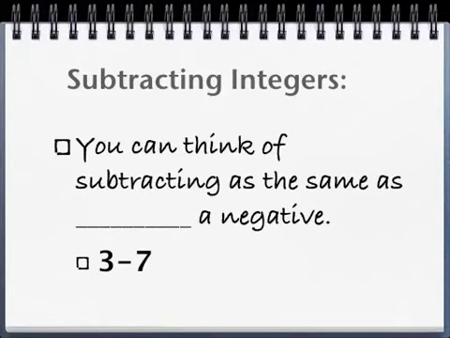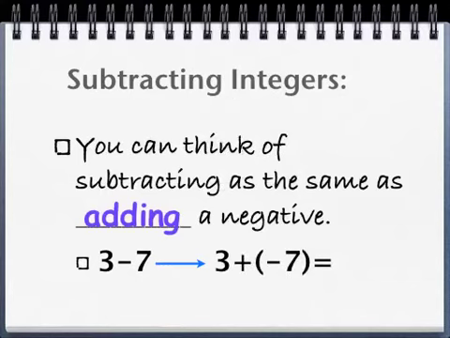Subtracting integers. You can think of subtracting as the same as adding a negative. So an example of rewriting a subtraction problem as adding a negative would be if we look at the problem 3 minus 7, that is going to be the same thing as 3 plus a negative 7. Notice what I've done is instead of the negative sign being a subtraction symbol, now I've made it a negative in front of the 7 and I've put an addition sign between the 3 and the negative 7.